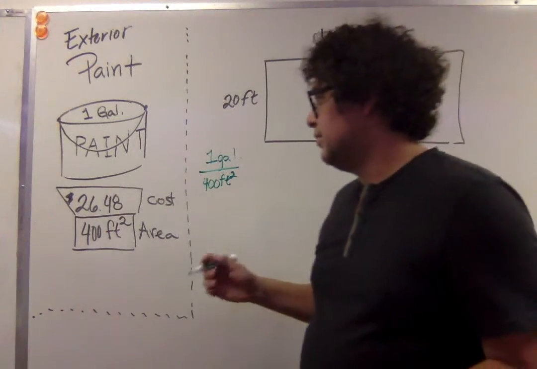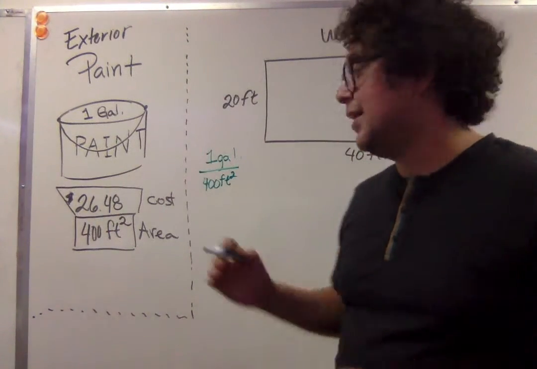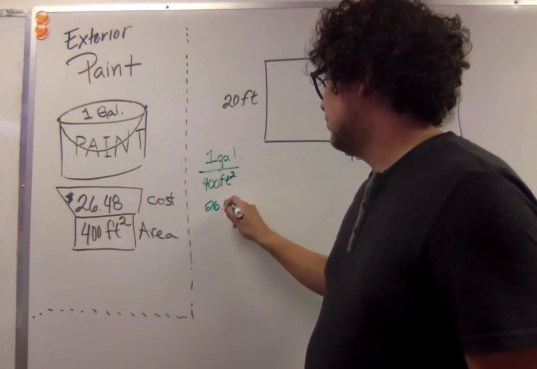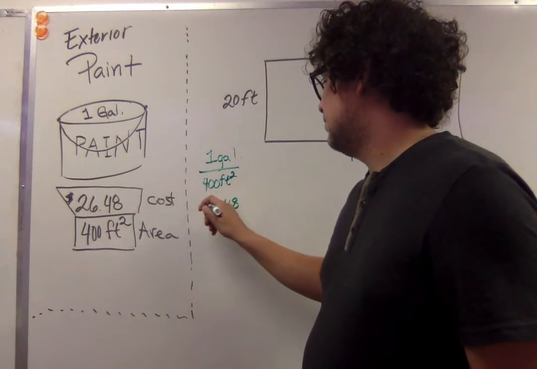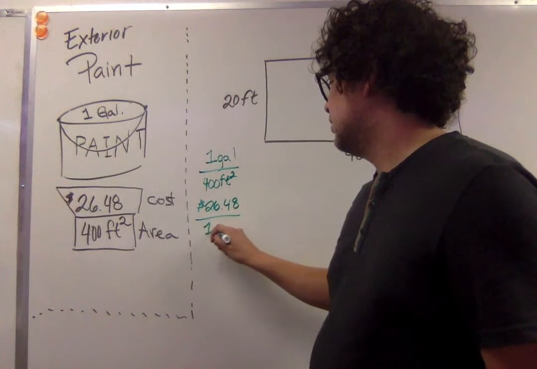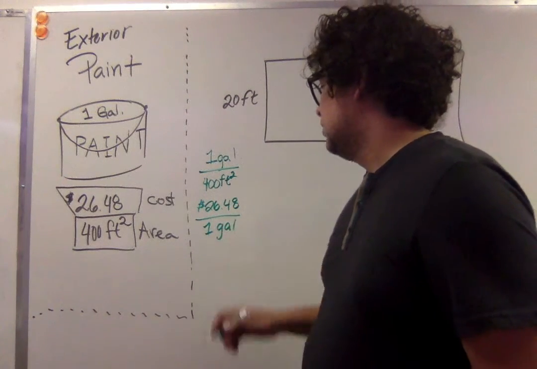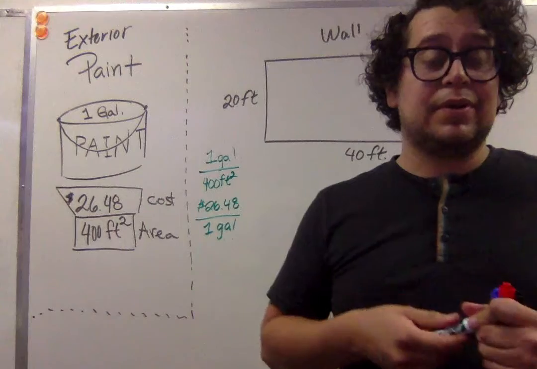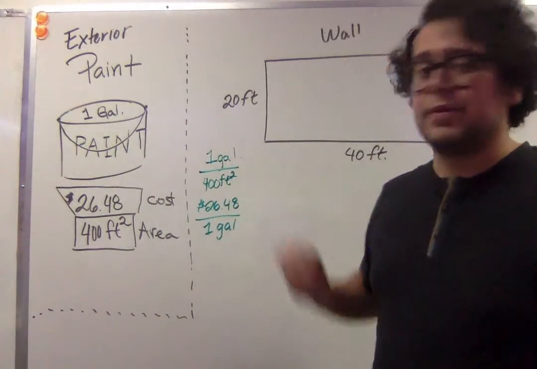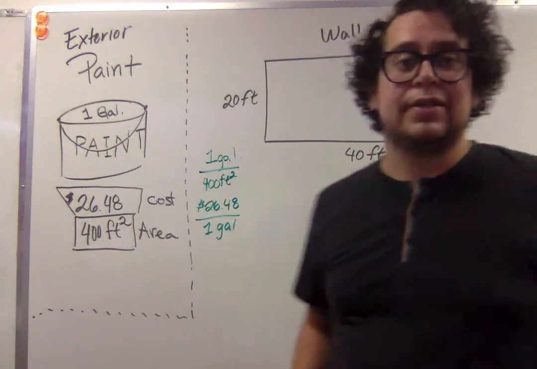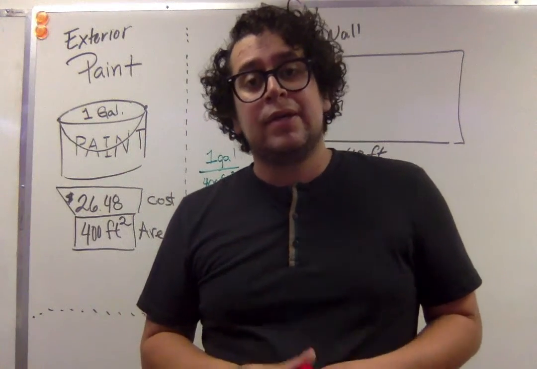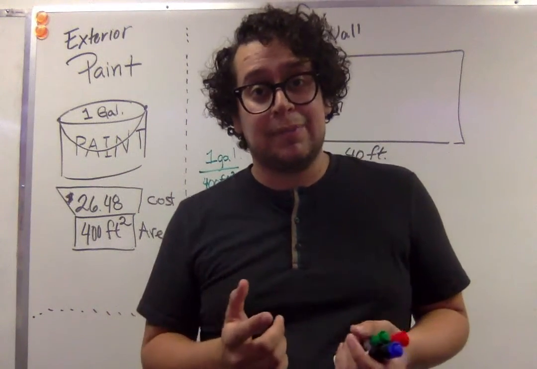And the other one that I'm going to do is the cost over the gallons. Okay, so I'm going to compare my $26.48 to my 1 gallon. So maybe your gallons are different. You found a bucket that's 5 gallons, right? Then it would be 5 gallons over your area, and then the price over 5 gallons. It's important that you're careful and precise in collecting the information, okay? So just watch out for that and let me know how I can help with that, okay?